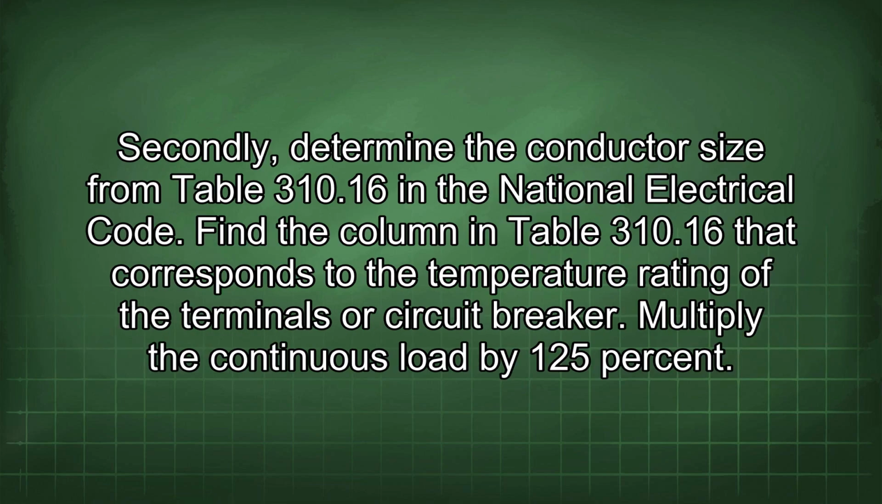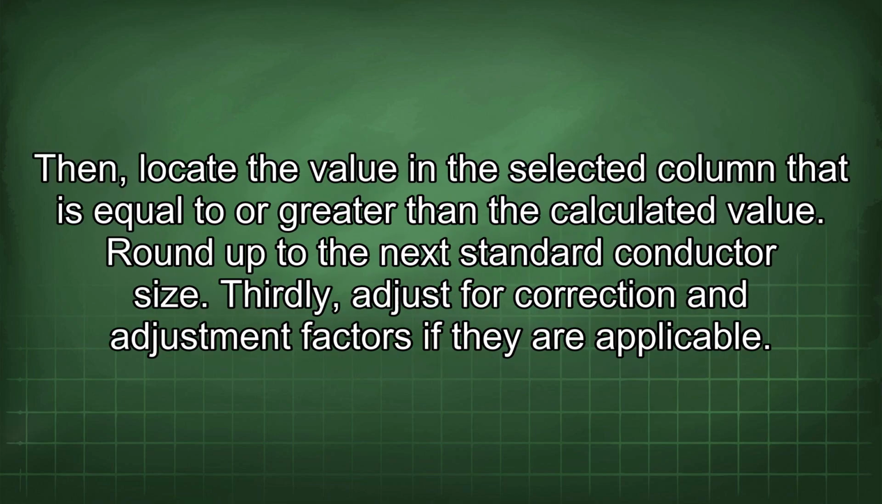Secondly, determine the conductor size from Table 310.16 in the National Electrical Code. Find the column in Table 310.16 that corresponds to the temperature rating of the terminals or circuit breaker. Multiply the continuous load by 125%. Then locate the value in the selected column that is equal to or greater than the calculated value. Round up to the next standard conductor size.